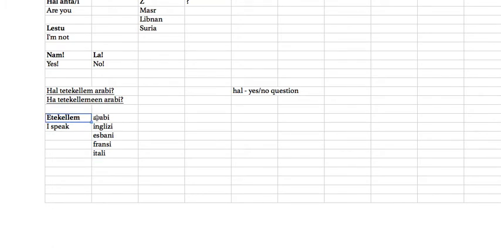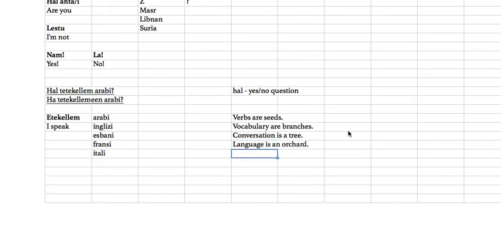Verb starting point. Vocabulary branches. Verbs are seeds. Vocabulary are branches. Conversation is a tree. Language is made up of conversations, which means language is an orchard of many trees. You know what I mean? Or a forest. So, أتكلم عربي.